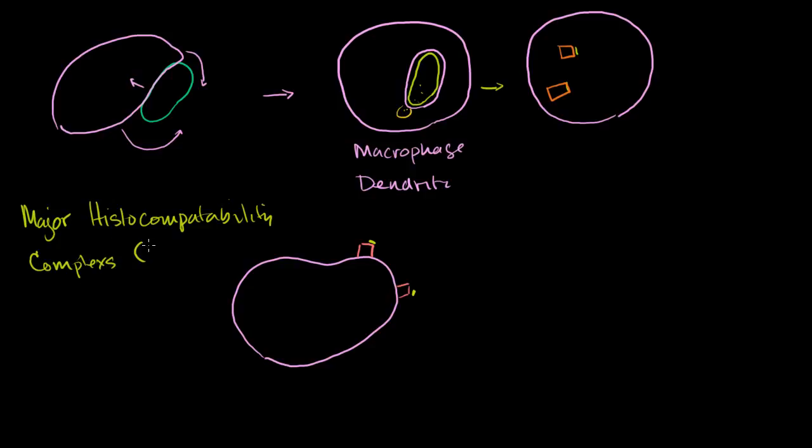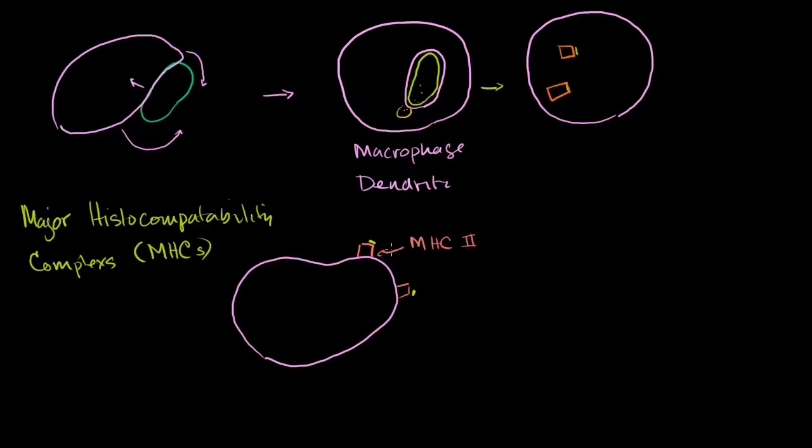Or MHC for short, MHCs. And when we're talking about phagocytes, or macrophages or dendritic cells that are particular cases of phagocytes, the major histocompatibility complexes that they present after they've digested this molecule are MHC class 2. So let me write this down. This is an MHC class 2 protein.